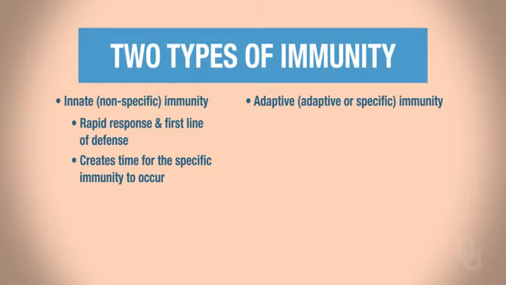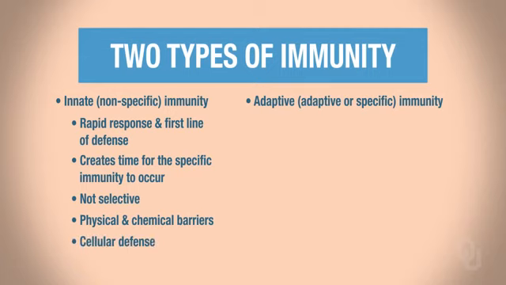It's rapid, and it's also not selective. So it's not targeting specific species of invaders, for example. It's not specific. It just wants to kill foreign invaders, and that's the end of it. The innate immunity involves physical and chemical barriers, and it also includes cellular defenses.